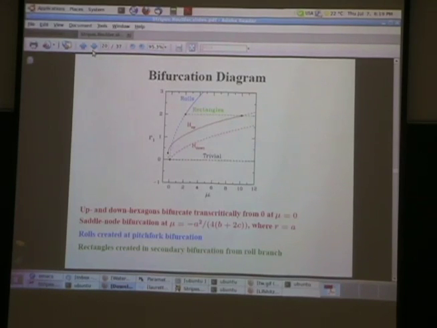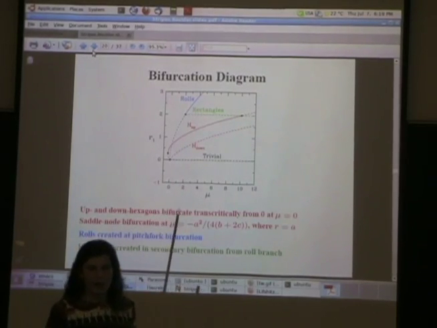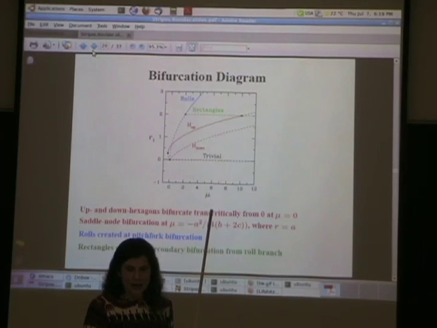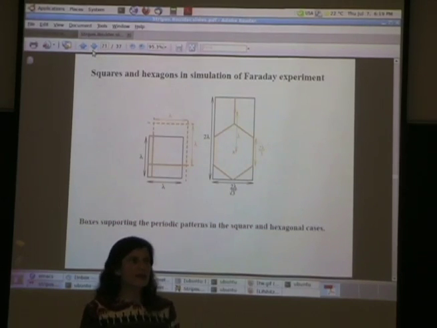Those of you who know bifurcation theory know that, and the other ones will learn it sometime. Okay, so this is the diagram for the hexagonal lattice. Okay, so then here are some illustrations.